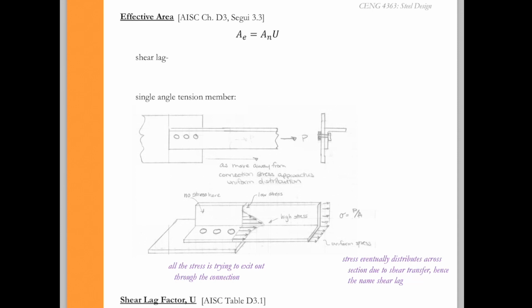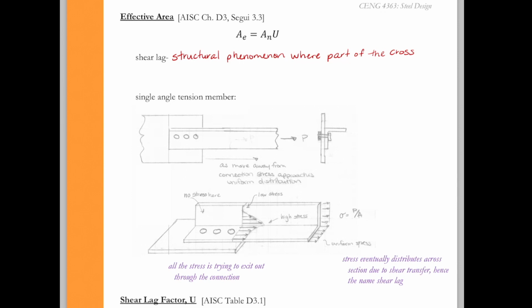In the previous example, we saw that the fracture strength for a tension member was dependent upon the net section area. But rather than use the net section area, we said we're going to use an effective area. And so our full definition for the effective area is that it's the net section area times the shear lag factor, capital U. So what is shear lag, anyways?